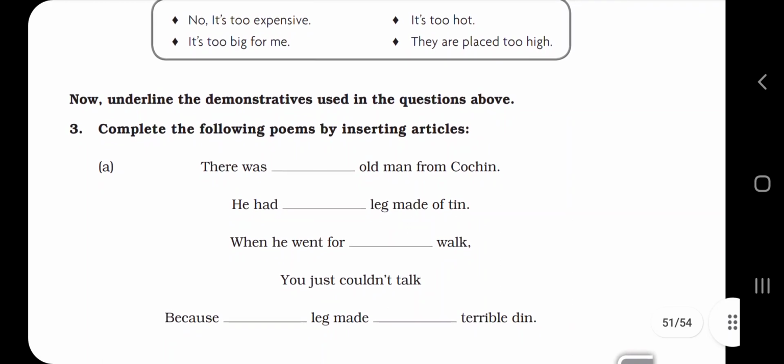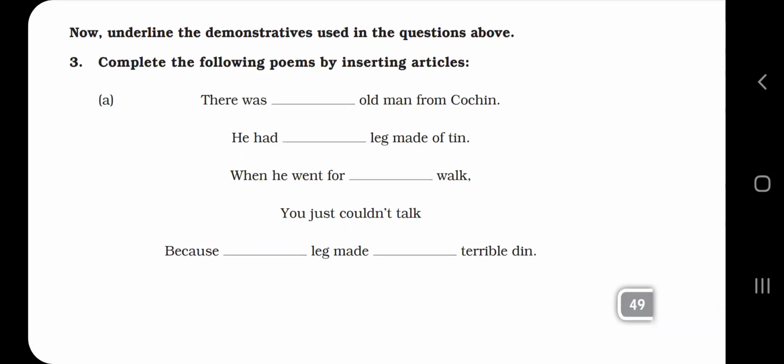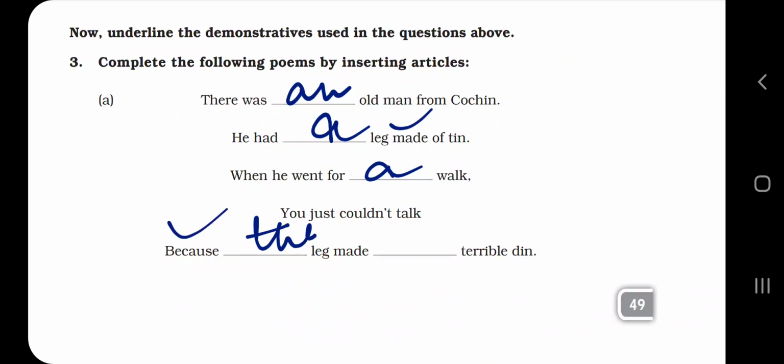Complete the following poem by inserting the articles. Now again we are going to read a poem. There was an old man from Cochin. He had a leg made of tin. When he went for a walk, you just couldn't talk because the leg... Now we are talking in the second context. The leg is used here. Now we are using it in the second context. So we are using the: the leg made a terrible din.